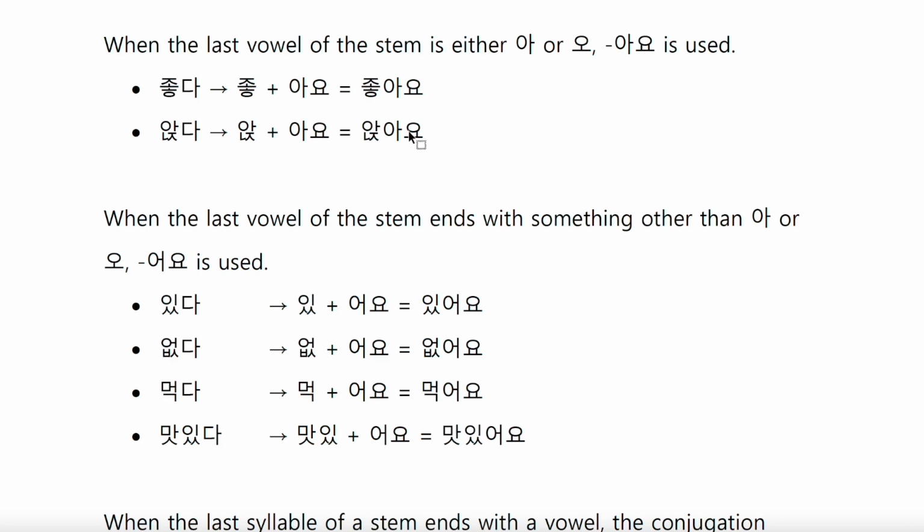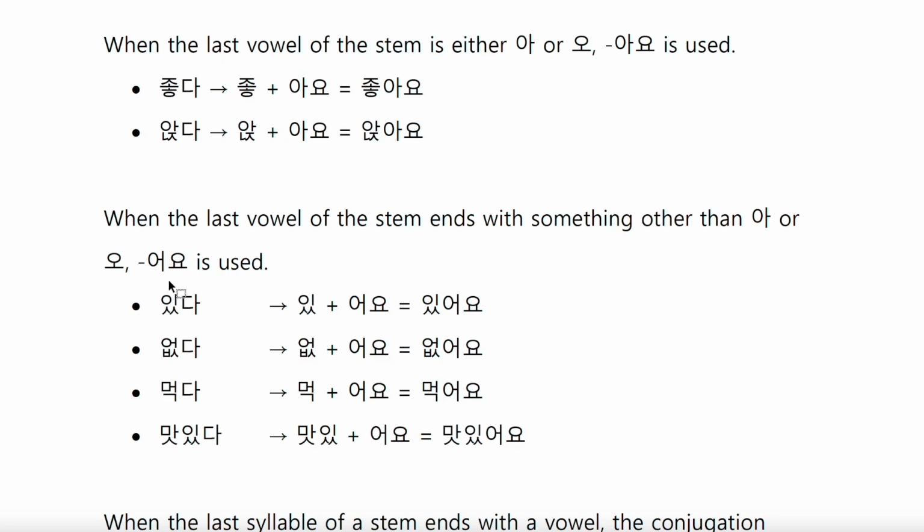So how do we know that we need 아요? So when the last vowel of the stem is either 아 or 오, we attach 아요. 자, 그러면 여기 stem. Last syllable. It has only one syllable. 그래서 좋, 그렇죠? It has 오. Its vowel is 오, 그렇죠? Then we put 아요. And in case of 앉, it has 아. Then we use 아요, 그렇죠? So 아 or 오, then we need 아요. So it's simple, 그렇죠?